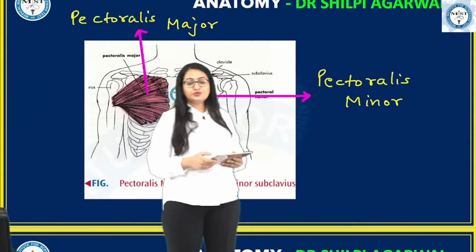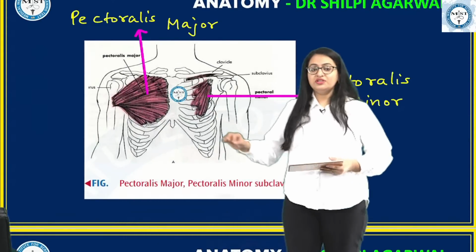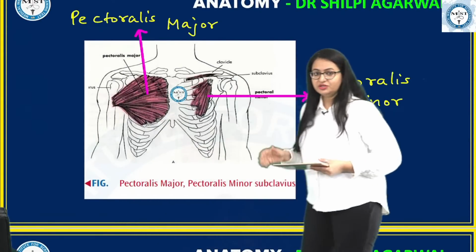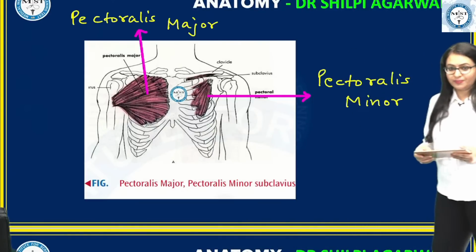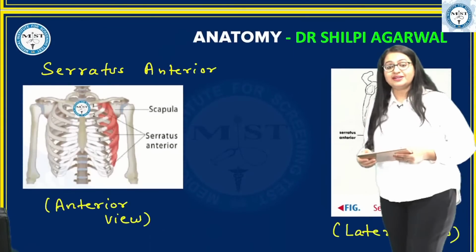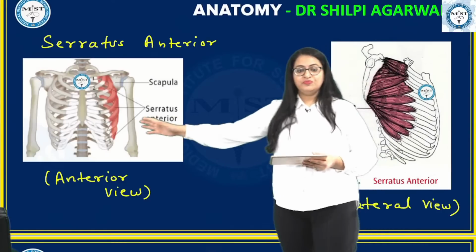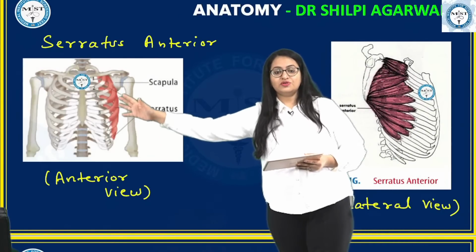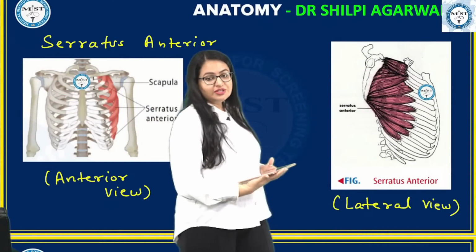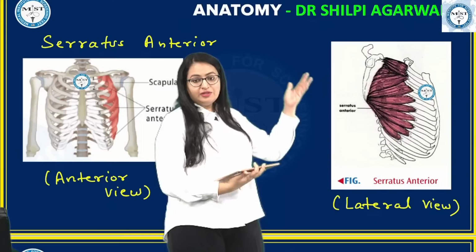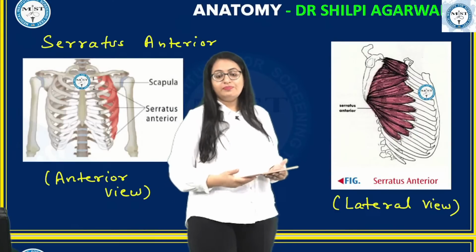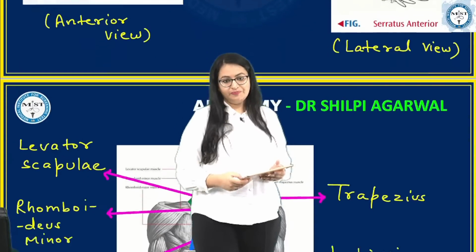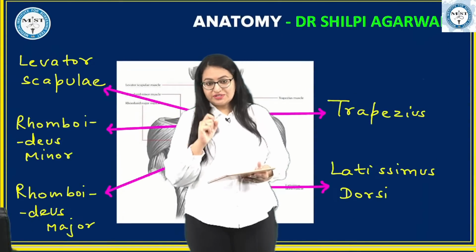Then the muscles we should be able to identify. In the pectoral region, the big muscle is pectoralis major and the small muscle is pectoralis minor. Then we see serratus anterior. The muscle is present on the lateral aspect, and when you see this lateral view, you can see on the lateral side the complete muscle shown over here. Now towards the back area.